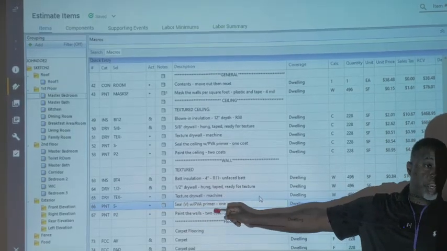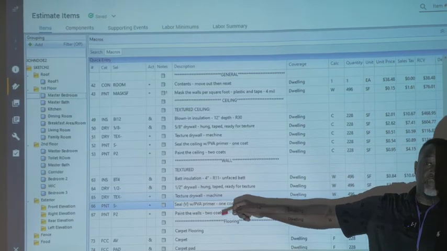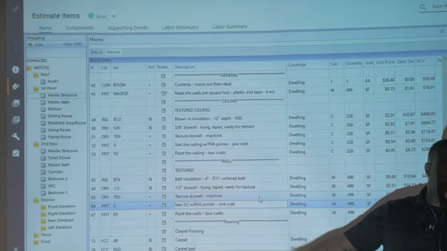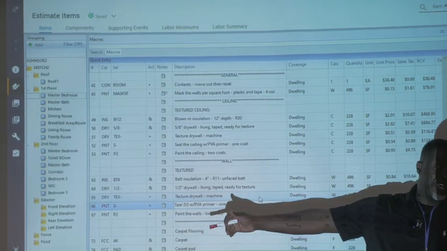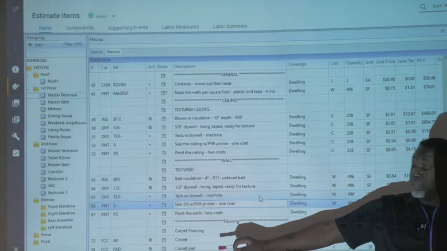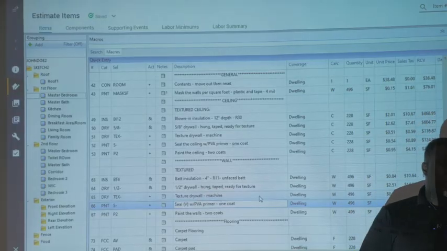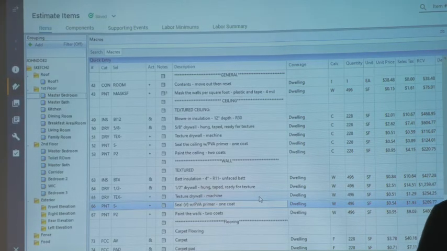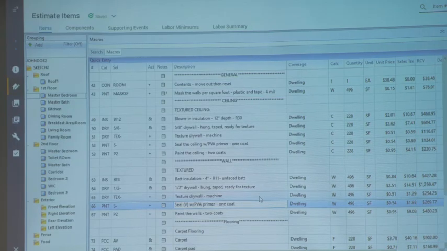That is a special primer that's made for new drywall. Okay? That is the proper primer to use whenever you do a drywall repair. Some people just put primer, which is fine, but it's more expensive. But this is the primer that you should be using, PVA primer. And that's attached to your macro. Okay, guys? And that will be one coat.